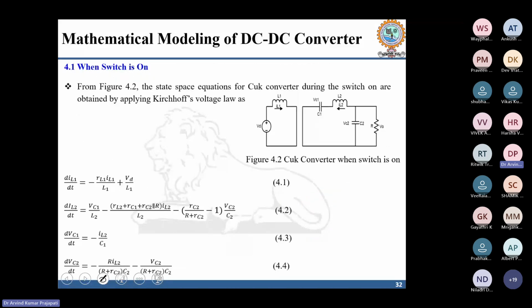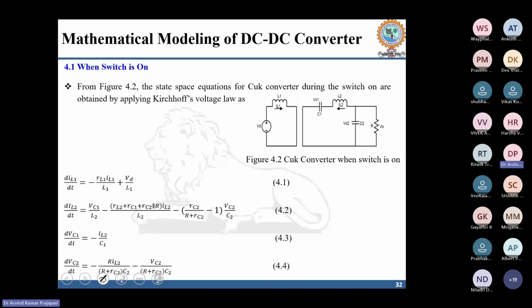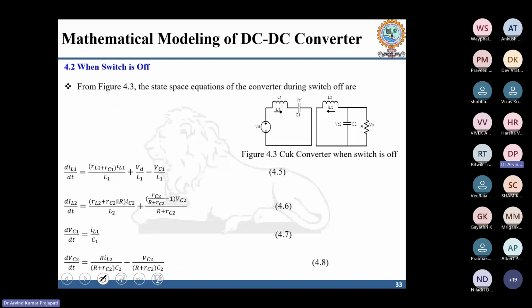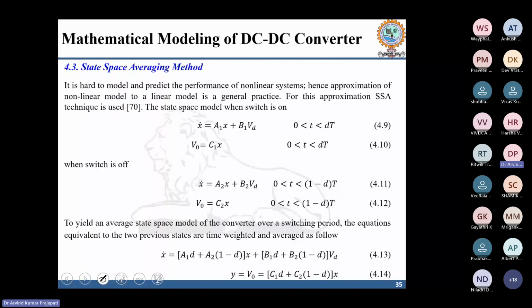If you do the mathematical modeling of this system, when the switch is on, where this is the switch, then the circuit is this, and you will get one state space model. Similarly, if the switch is off, then the circuit will be like this, and you will get another state space model. So for this one system there are two state space models, so we use the state space averaging technique, which is discussed here. By using these formulas, we can convert two state space models into a single state space model.